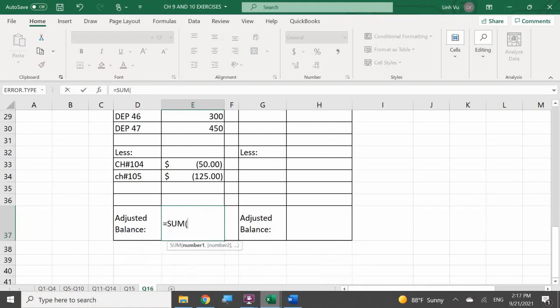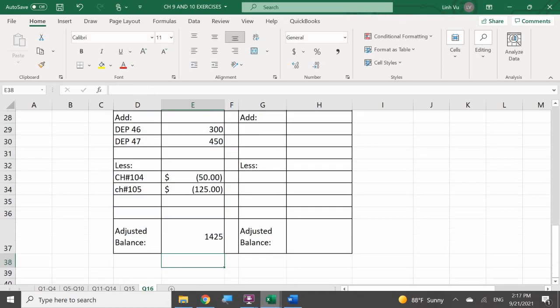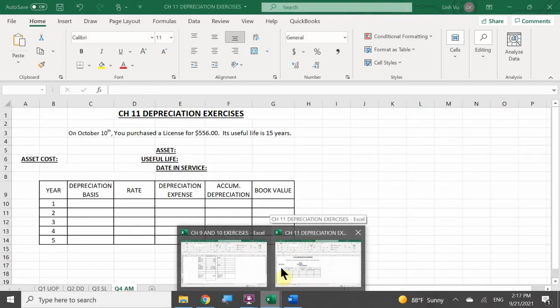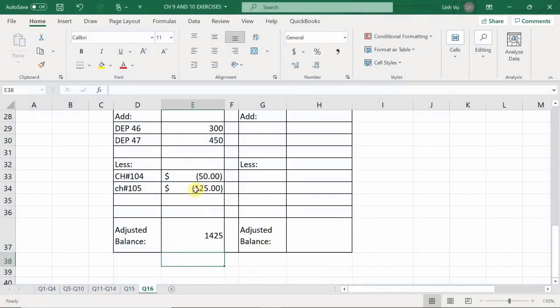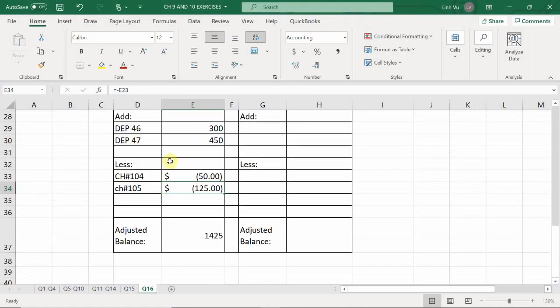So I go ahead and throw my equal sum here. I'm going to highlight and click all of these right here. So I'm going to start with $850, right? I'm going to add 300, add 450, subtract 50, and subtract 125 to get a grand total of 1425.